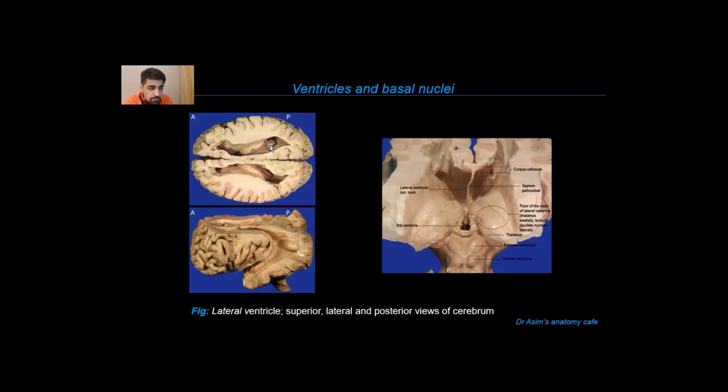This tuft of vessels, which you can see within the cavity of the lateral ventricle, is basically choroid plexus. It is present inside the ventricles, and this is the region where the CSF is going to be produced.